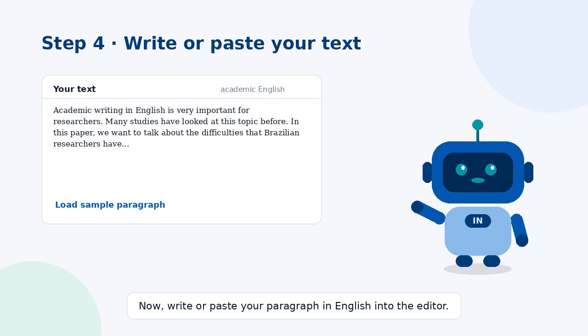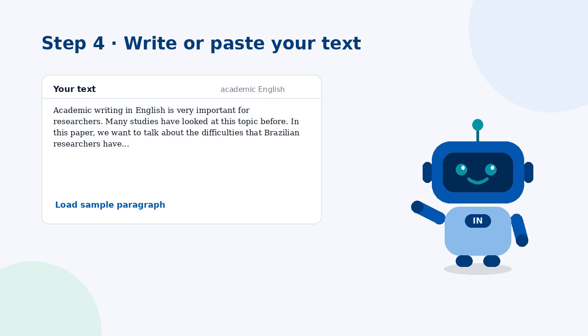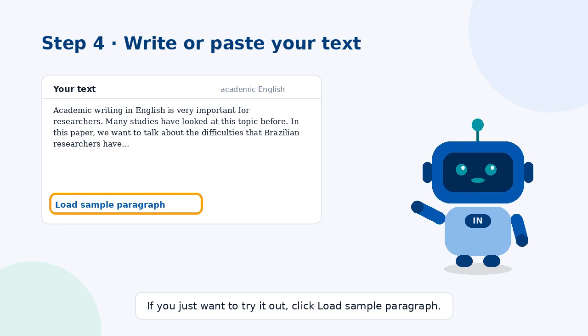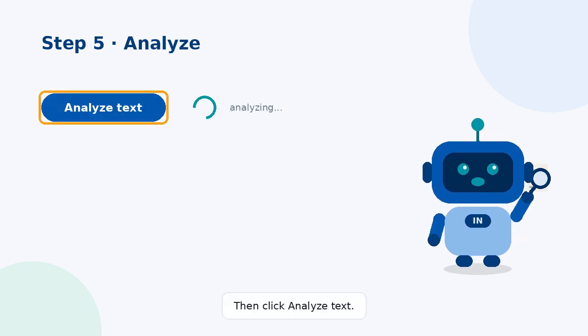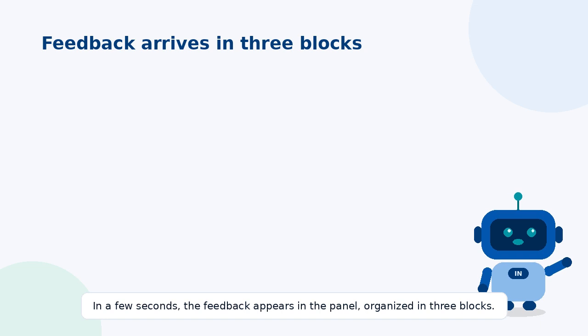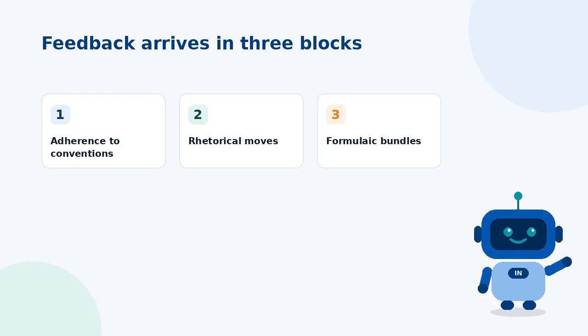Now, write or paste your paragraph in English into the editor. If you just want to try it out, click Load Sample Paragraph. Then click Analyze Text. In a few seconds, the feedback appears in the panel, organized in 3 blocks.